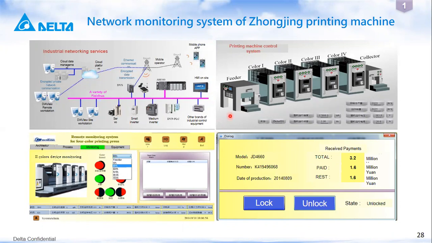And for the machine, they install the cloud router, 3G cloud router. So no matter where the machine is exported, they can know the real-time situation. This is a high-value machine, so they do the service like this.